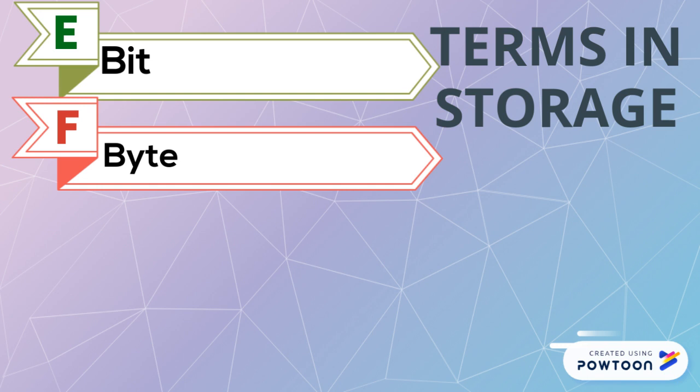The next unit of storage above that, or the second smallest, would be byte, B-Y-T-E. This is a combination of 8 bits, right? So when you have a combination of 8 ones and zeros in any variation, that would be a byte.